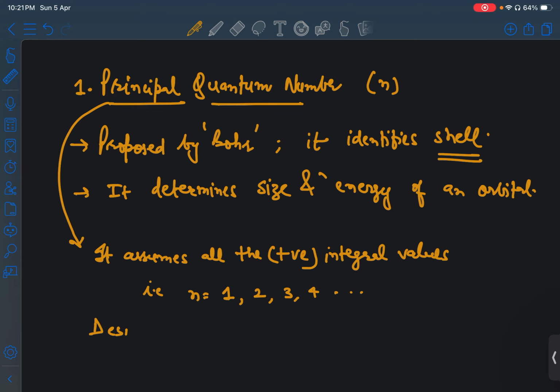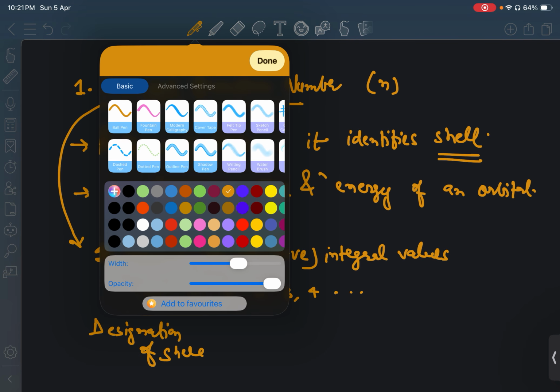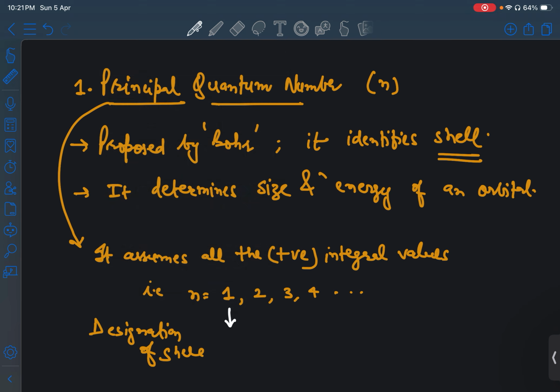For example, if n equals 1, then we have the K shell. So n equal to 1 means K shell. If n equals 2, it means L shell, and then M, N, and so on. So it simply identifies the shell and assumes all the positive integral values. For every value of n, we have K, L, M, N, and so on.